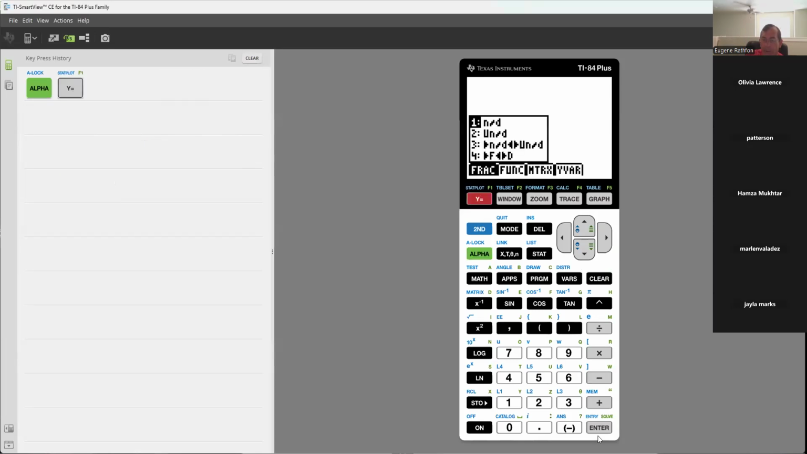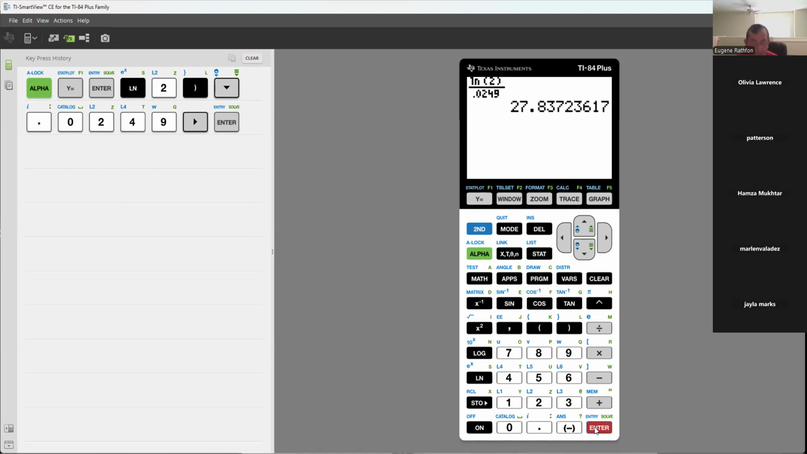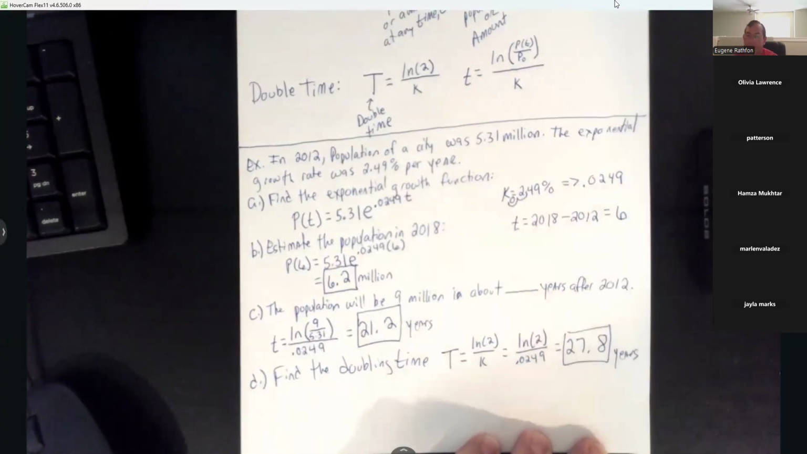So alpha y equals enter. On top, I had an ln of 2. Close my parentheses. Then I'll arrow down to the bottom. I had 0.0249. All right, y'all, let's look at it with one decimal place. The 8 has a 3 after it, so I'll keep that at 8 and make that a 27.8. And then, y'all, once again, MyMathLab will have the years there for you, okay?